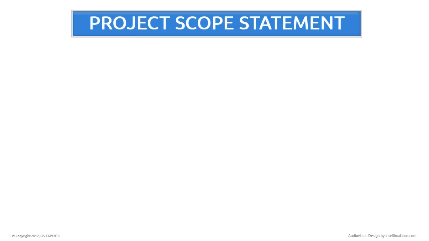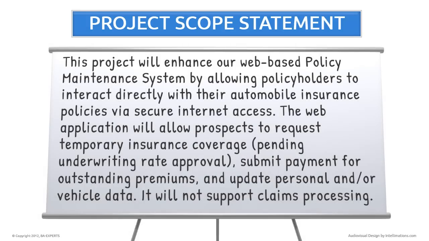A scope statement is usually much more specific, so it might read more like, this project will enhance our web-based policy maintenance system by allowing policyholders to interact directly with their automobile insurance policies via secure Internet access. The web application will allow prospects to request temporary insurance coverage pending underwriting rate approval, submit payment for outstanding premiums, and update personal and/or vehicle data. It will not support claims processing.